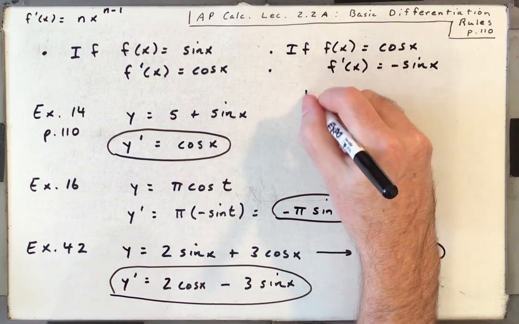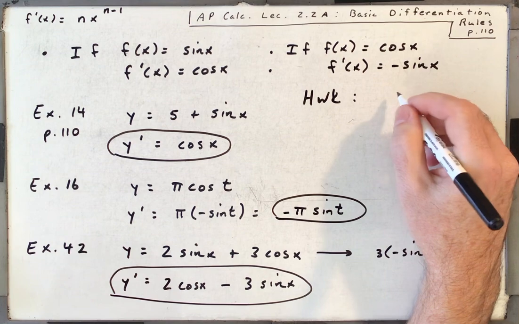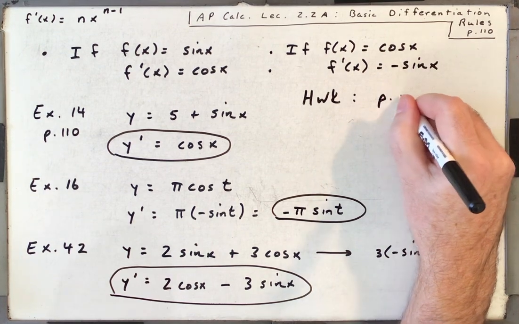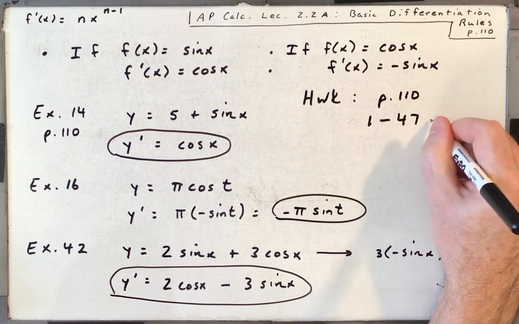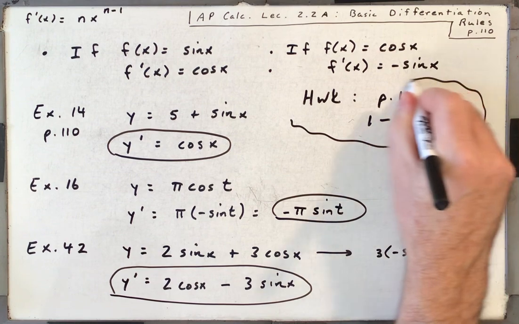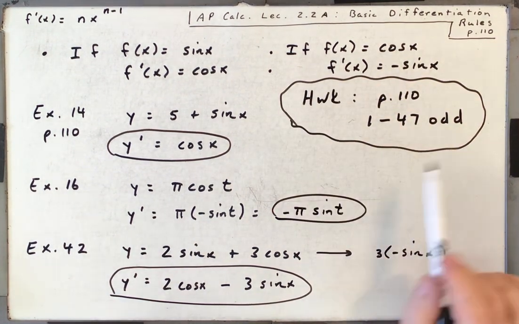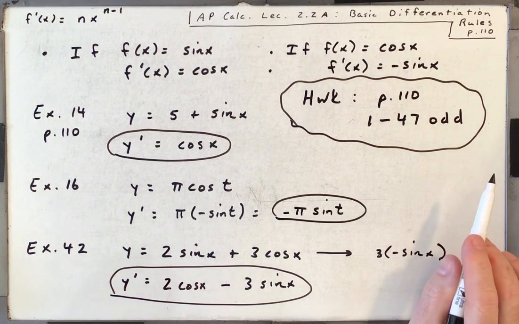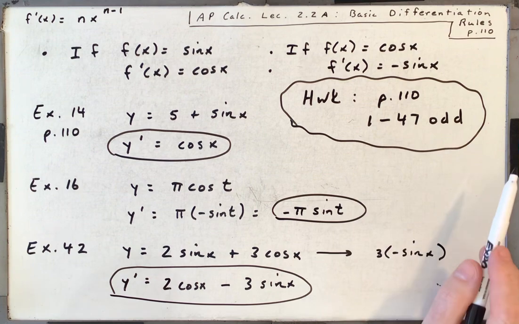Okay, the homework is page 110, 1 through 47 odd. All of those are in, the answers are in the back of the book, so you can check your answers, and I'll make a solutions video, and you'll only need to watch those that you couldn't get right. So 1 through 47 odd, all the answers in the back of the book.